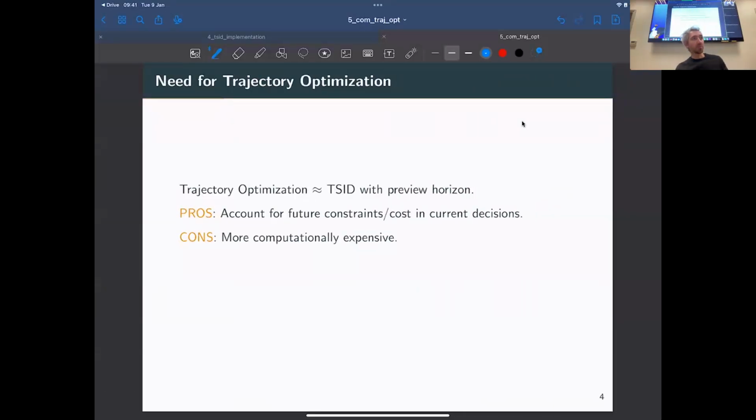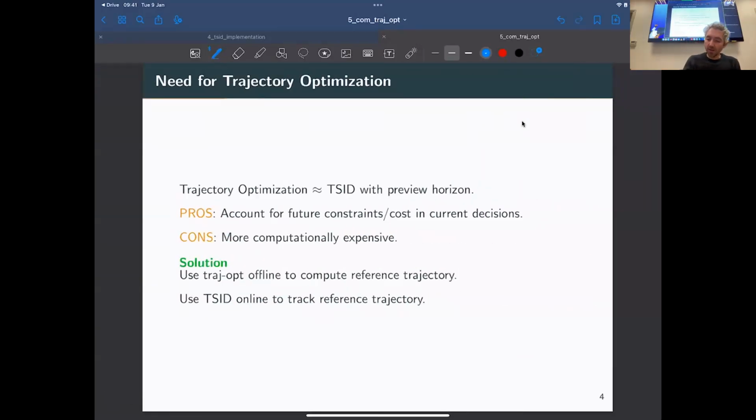The problem, of course, with trajectory optimization, if you have any experience with that, is that it's much more computationally expensive. So it becomes hard to do that in real time if you have a complex robot such as a humanoid, where you have many degrees of freedom. And so the number of optimization variables of your problem explodes.